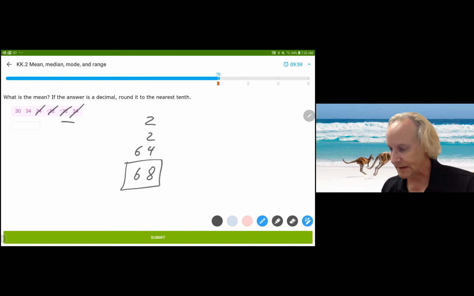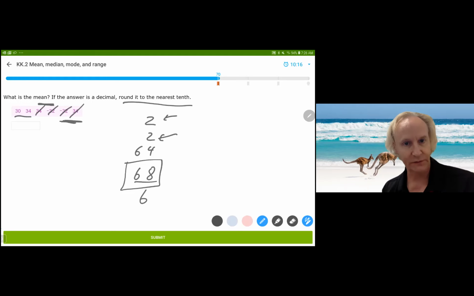That's my total when I add all those together. Because when I add the negative 32 with the 34, I got 2. When I added the 34 with the negative 32, I got 2. And then the other two numbers give me 64. Now I have 6 numbers in all, so I'm going to divide by 6. And it says round it to the nearest tenth. So we have to change it to a decimal.